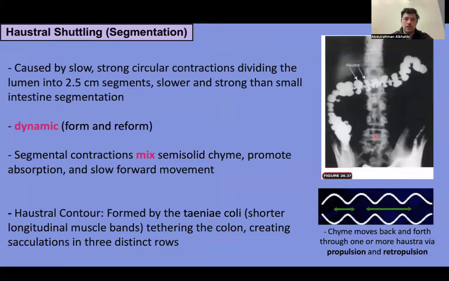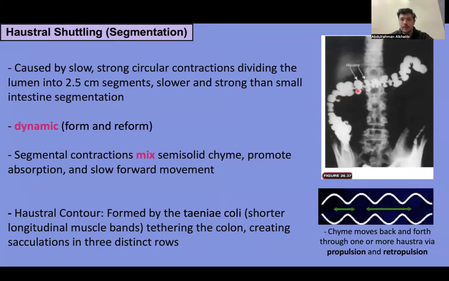Now let's take a deeper step by exploring the haustral shuttling. So, can you see those haustras? Those haustras, or those little pouches or sacs, are formed by the strong contraction of the circular smooth muscles. Now this contraction has divided the lumen into these segments.